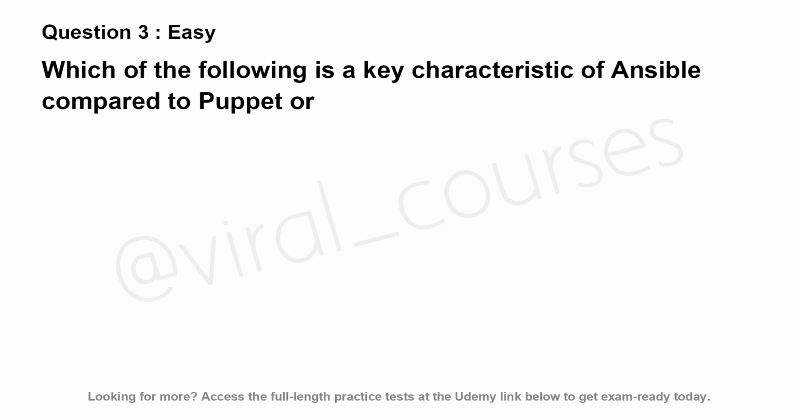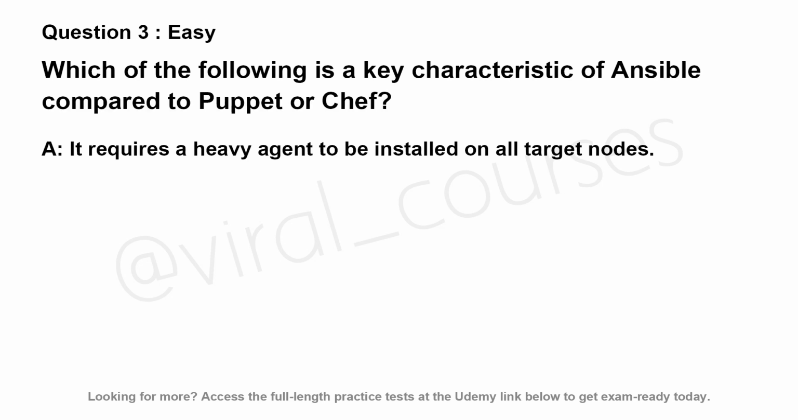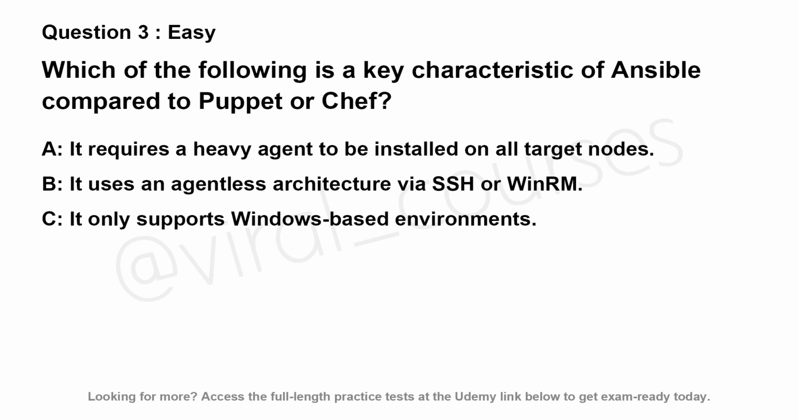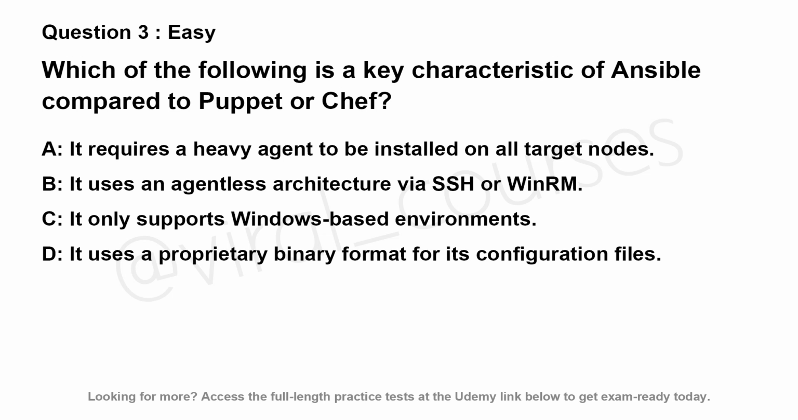Which of the following is a key characteristic of Ansible compared to Puppet or Chef? Option A. It requires a heavy agent to be installed on all target nodes. Option B. It uses an agentless architecture via SSH or WinRM. Option C. It only supports Windows-based environments. Option D. It uses a proprietary binary format for its configuration files.